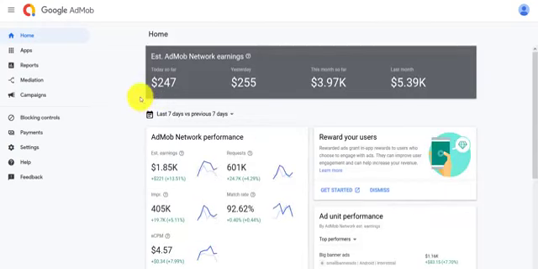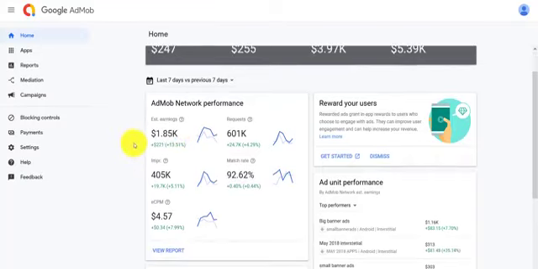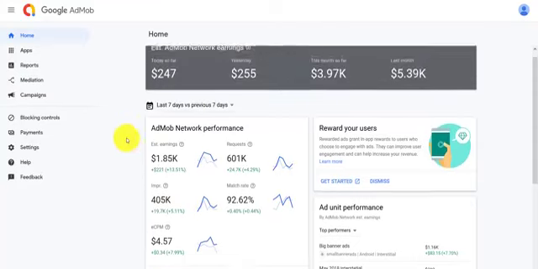So AdMob is opening up. Okay, wonderful. So today so far $247, yesterday $255, this month close to $4,000, last month it was $5,400. Last 7 days you can see my earnings are $1,850, which is approximately $250 per day.